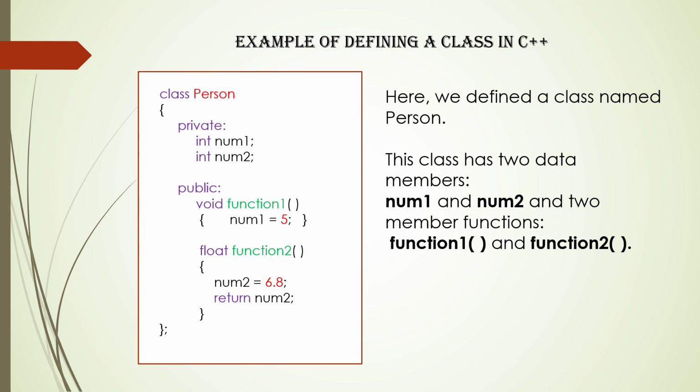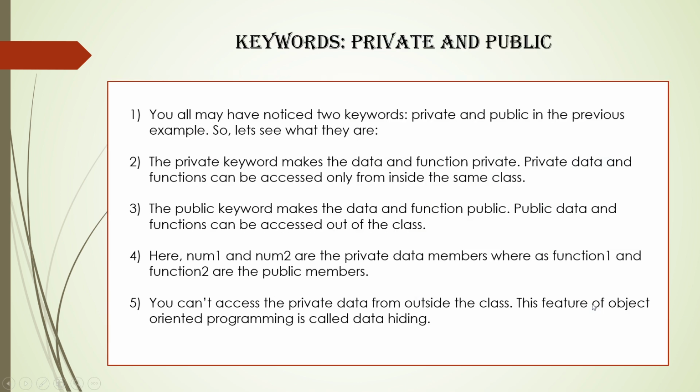But now the main matter is, here you can see two keywords, that is private and public. So what is the use of these keywords? Let's see why they are here and what their uses are. The private keyword makes the data and functions private. That is, these data and functions can be accessed only from inside the class. We cannot access the data and functions which are mentioned in private from outside the class.